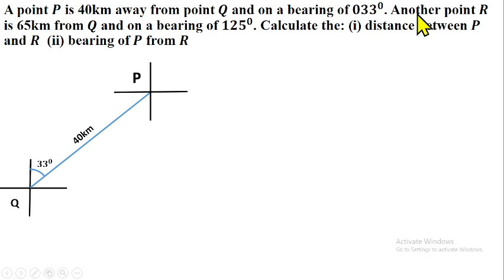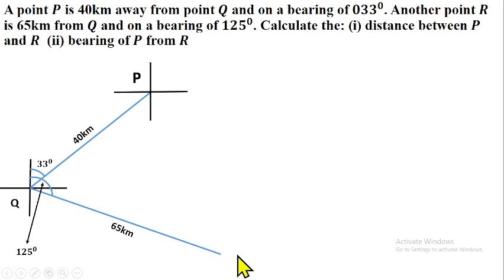Let's see the question again. Another point R is 65 kilometers from Q on a bearing of 125 degrees. There's another point R from where? From Q. From this Q, there's another point R on a bearing of 125. Where would that one fall? That will fall here. So I'm going to draw another straight line here, which is 125 on bearing. And the distance is 65 kilometers, which is longer than this 40 kilometers. And the bearing is from the north to this line, which is what? 125 degrees. So label it like this.